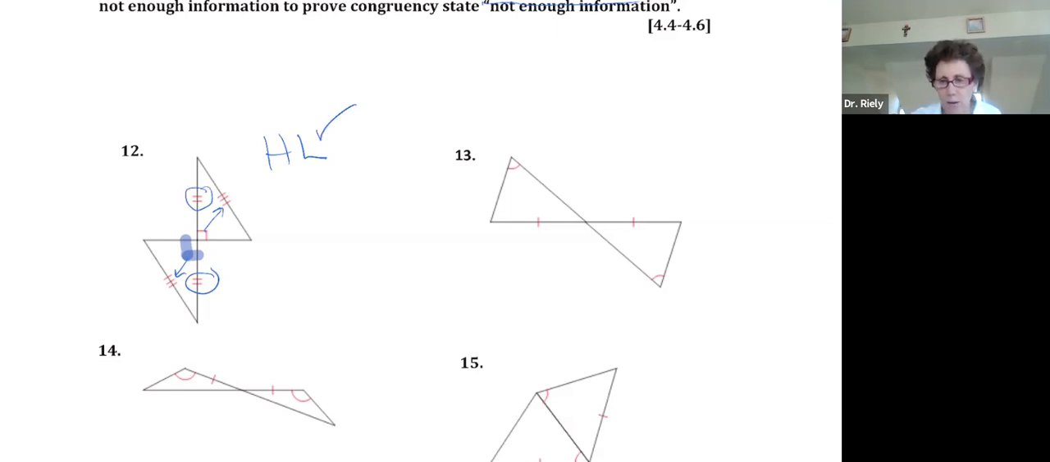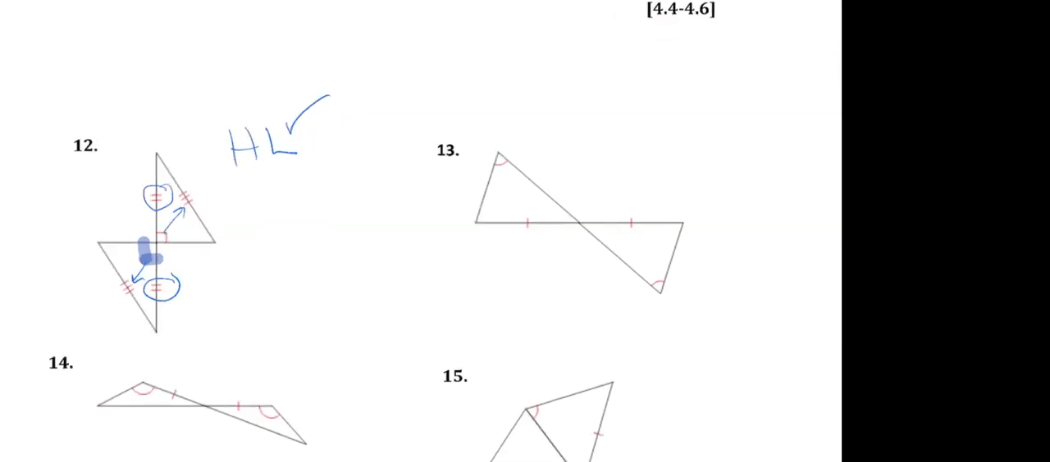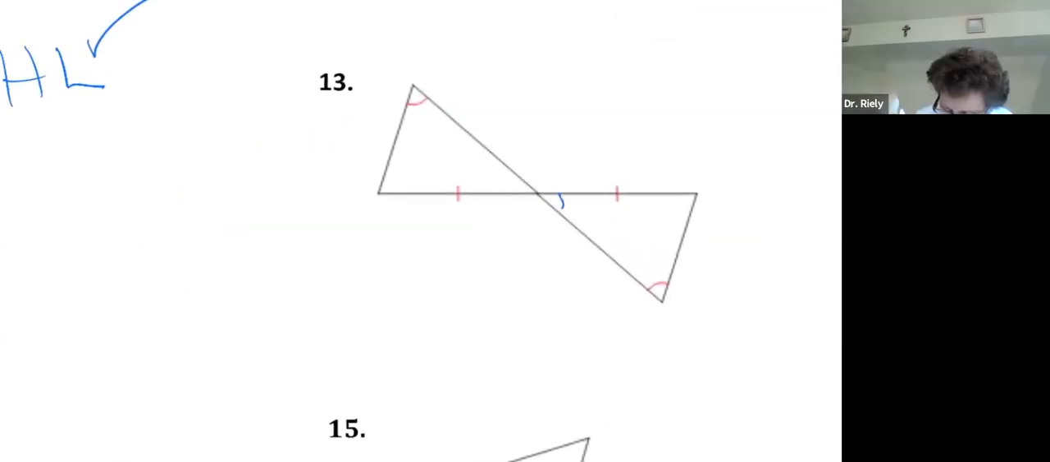Okay, look at the next one. Marina, I'm coming to you. What angle can you add to this? Because they're never going to mark that for you. You have to mark it yourself. So what would you mark? The ones in the middle? Yes, because they're vertical angles, right? So I'm going to do those. Now, can you get a congruency?